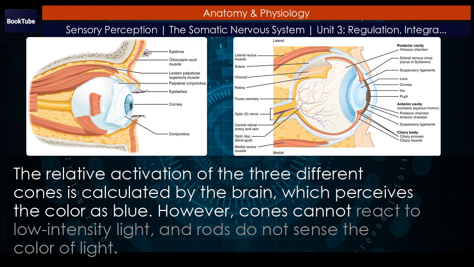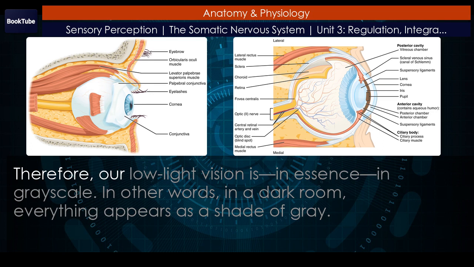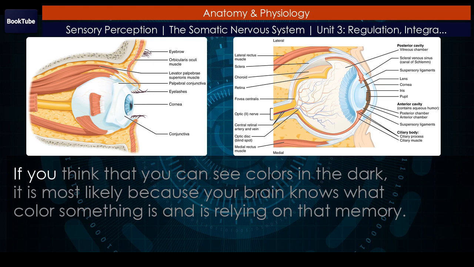However, cones cannot react to low-intensity light, and rods do not sense the color of light. Therefore, our low-light vision is, in essence, in grayscale. In other words, in a dark room, everything appears as a shade of gray. If you think that you can see colors in the dark, it is most likely because your brain knows what color something is and is relying on that memory.